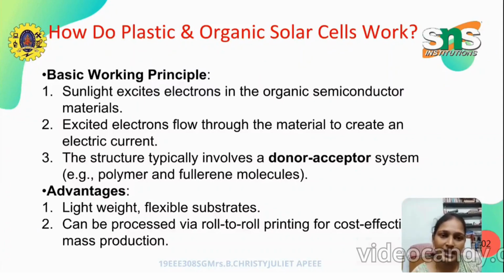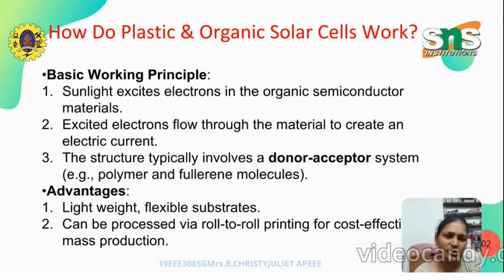The sunlight excites the electrons. We have an organic layer of semiconductor materials, wherein we have silicons, and we have the electrons. These electrons absorb the sunlight from the sun and get excited and move to the excited state. And these excited electrons flow through the material to create the electric current. So we have valence electrons, and these valence electrons will grab the energy from the sun, get excited, and flow through the material to create the electric current. So that is how these solar cells work.